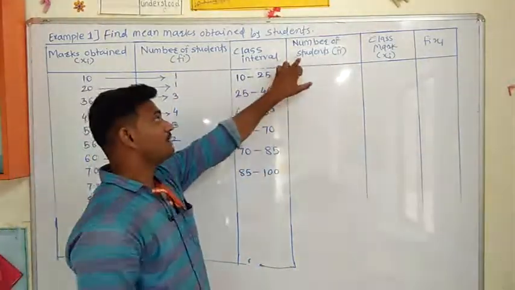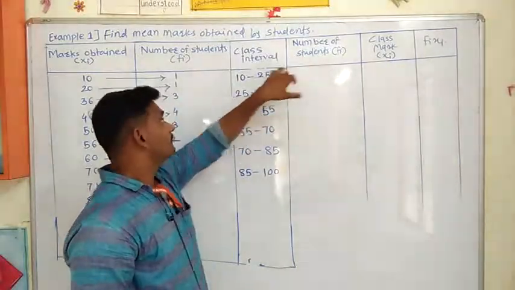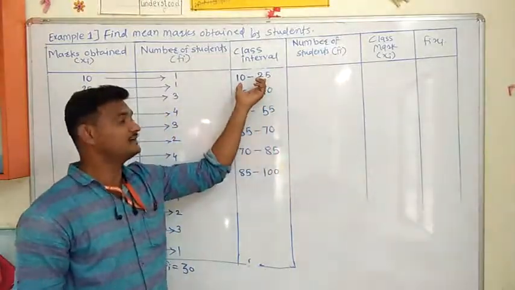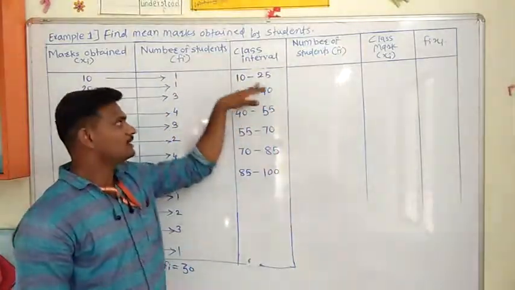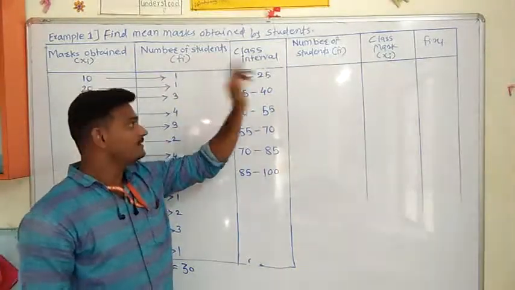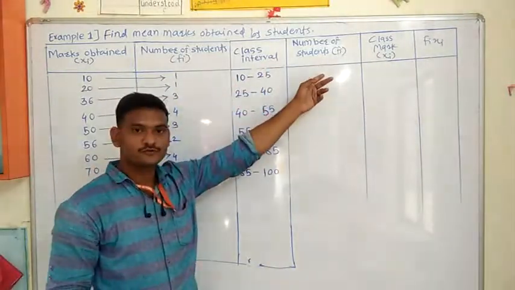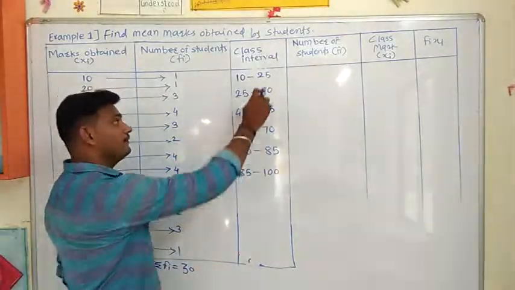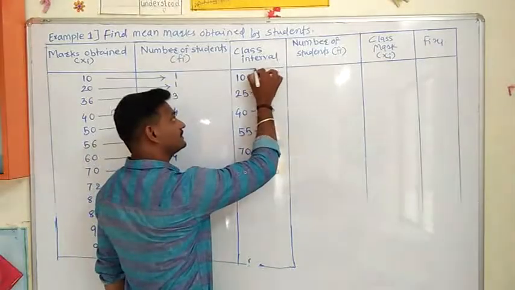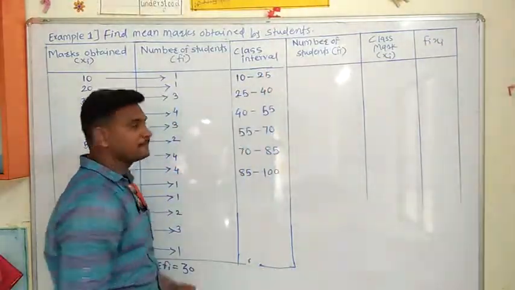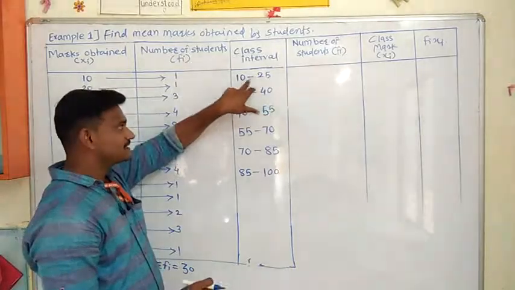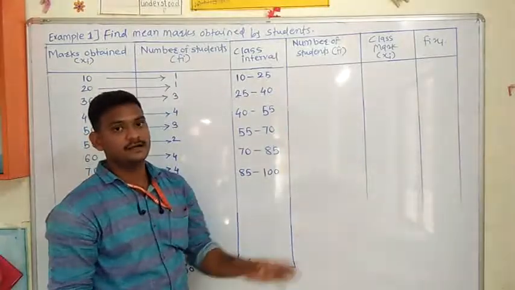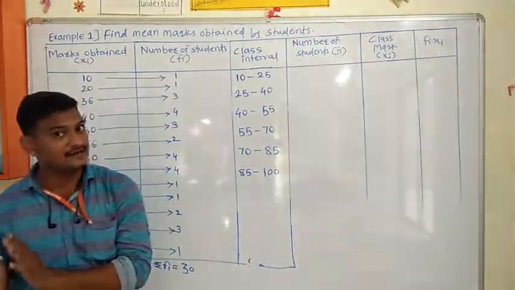Now, how many students got marks between 10 to 25? While writing the number of students here, we have to remember one thing: we don't consider this 25 in this group. This 25 indicates the upper limit of this class. The upper limit of this class cannot be considered within that class.